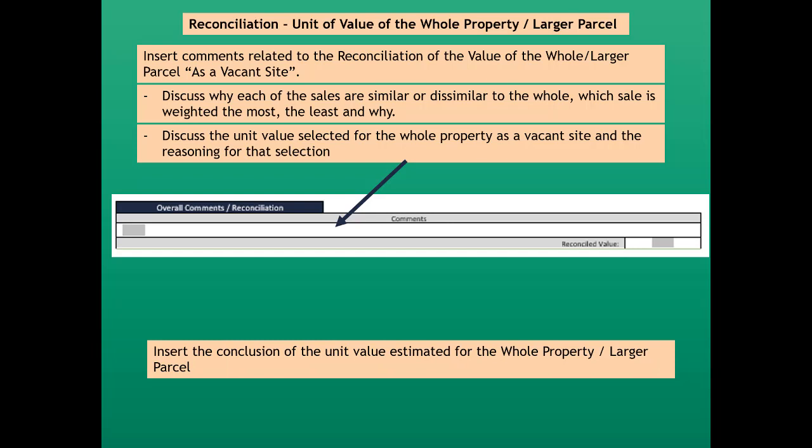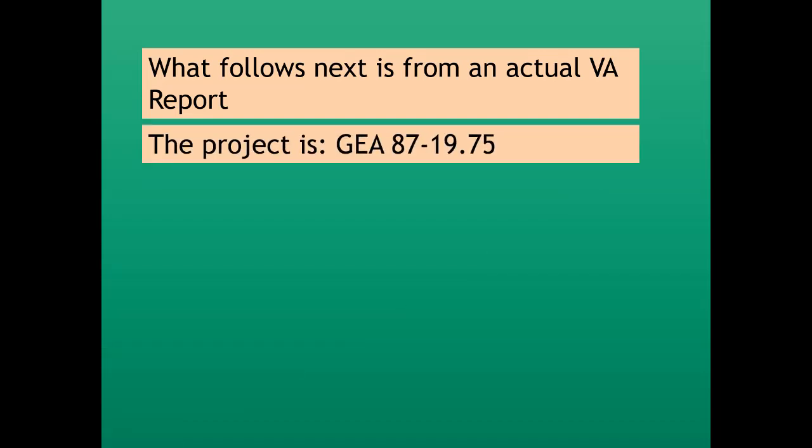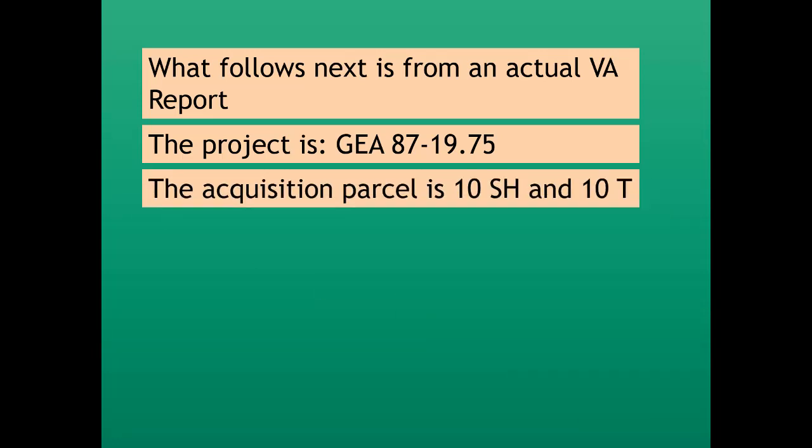And then we insert a conclusion for the unit value estimated for the whole property. And that goes in that square there, which is the reconciled value. All right, so what follows next is from an actual value analysis report. The project was GEOG 87, section 19.75, and the acquisition was of parcel 10SH and 10T.